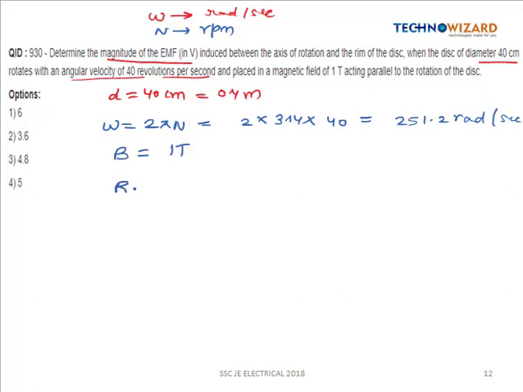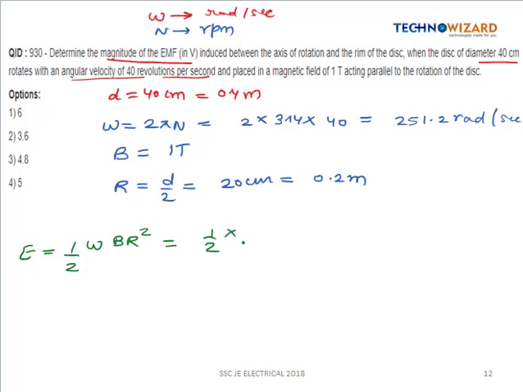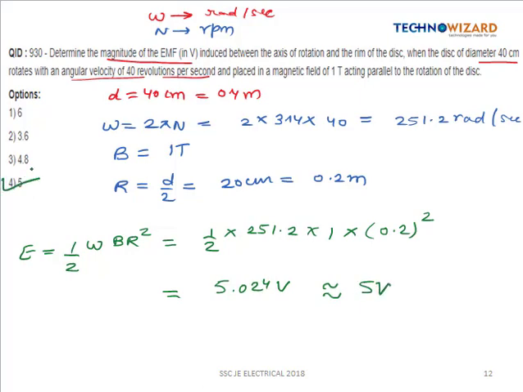Let us obtain the value of radius, which is equal to d by 2. This will be 20 centimeter, which is equal to 0.2 meter. The EMF induced, or the magnitude of the EMF, is given by half of omega B r square. Let us substitute the values. This will be half into omega 251.2 into 1 into radius 0.2 square. After simplification we get 5.024, which is nearly equal to 5 volt. So option D is the right answer.